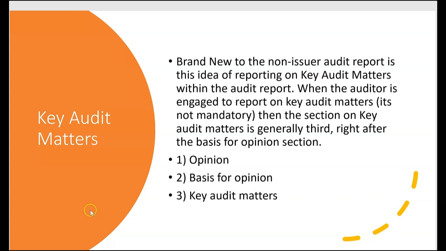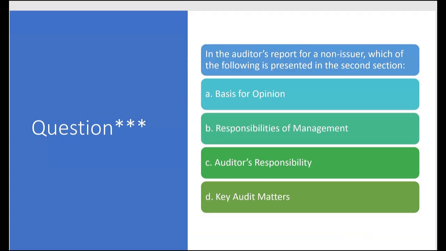But Darius, what are the only two that have to be in the order? Opinion and basis for opinion. Those are the only two that are mandatory to be first and second. What about key audit matters? You don't have to report on key audit matters? That's right. For a non-issuer, it's optional. The auditor might be engaged to report on key audit matters or might not be. It's not mandatory.